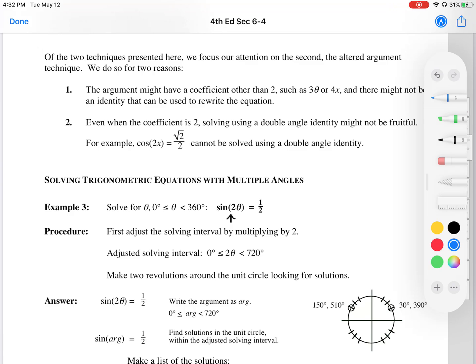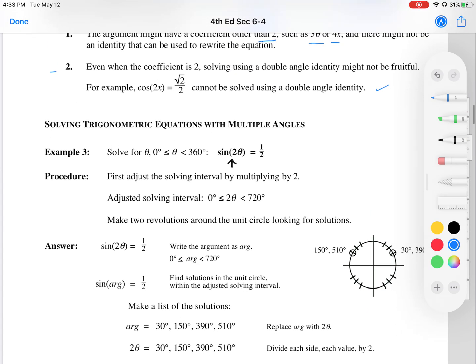Of the two techniques presented here, we focus our attention on the second, the altered arguments technique. We do so for 2 reasons. One, the argument might have a coefficient other than 2. If we look at our double angle identities, we have an argument of 2 theta, or 2x, or 2 something. But that's not always the case. We can have 3, 4, 5, a half, over 3, it can vary. And two, even when the coefficient is 2, solving with a double angle identity might not be fruitful. For example, cosine of 2x equals square root 2 over 2 cannot be solved using a double angle identity.